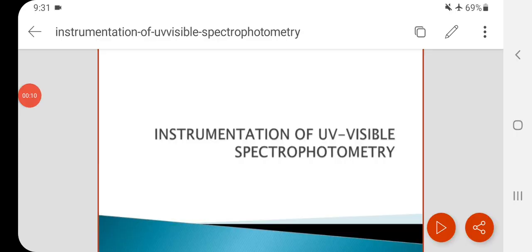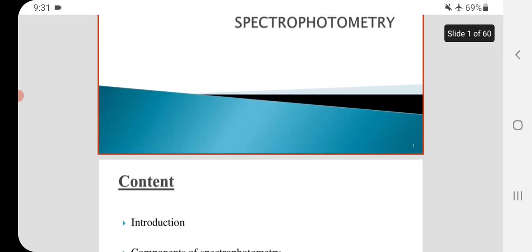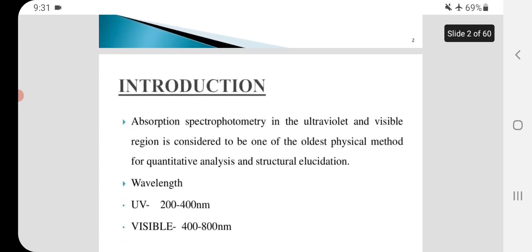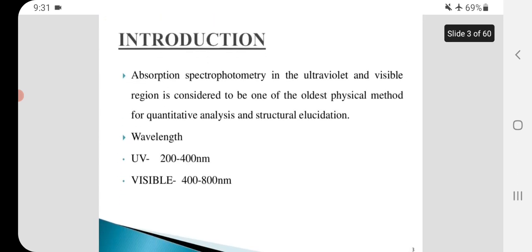Today's topic is Instrumentation of UV Visible Spectrophotometry. In this topic, we are seeing Introduction, Components of Spectrophotometry and Instrument Design. Introduction. Absorption spectrophotometry in the ultraviolet and visible region is considered to be one of the oldest physical methods for quantitative analysis and structural elucidation.